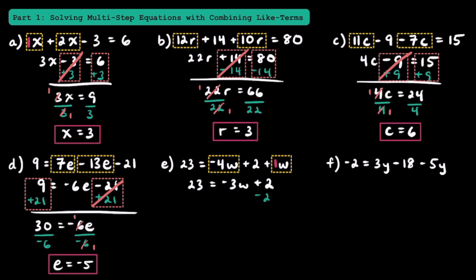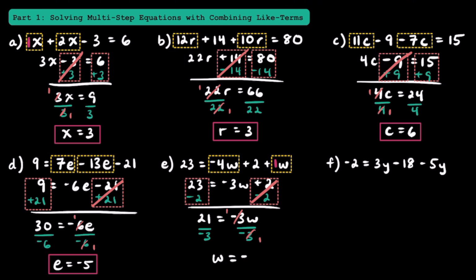Using the subtraction property of equality, we can subtract 2 from both sides. These are opposites, so they cancel out to make 0. On the left side, 23 minus 2 is 21, so we have 21 is equal to negative 3w. To get 1w, we're going to divide both sides by negative 3. These are going to cancel out to make 1. And on the left side, 21 divided by negative 3 is negative 7, so we can say w is equal to negative 7. There's our answer.